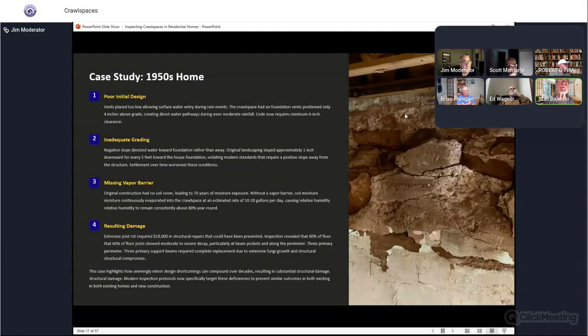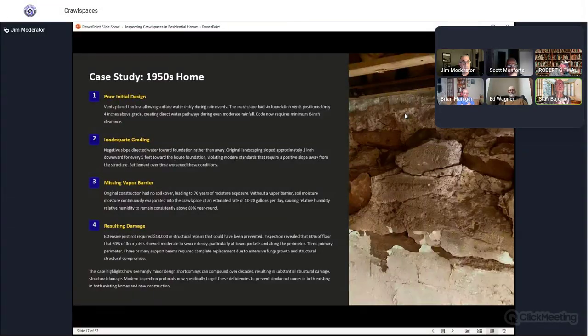Crawl space had 6 foundation vents positioned only 4 inches above grade, creating direct water paths during even moderate rainfall. Code now requires minimum 6 inches clearance. That's a lot more, huh? Inadequate grading, negative slope directed water towards the foundation rather than away. Original landscaping sloped approximately 1 inch downward for every 5 feet towards the house foundation.